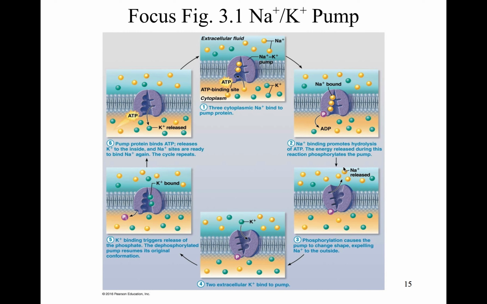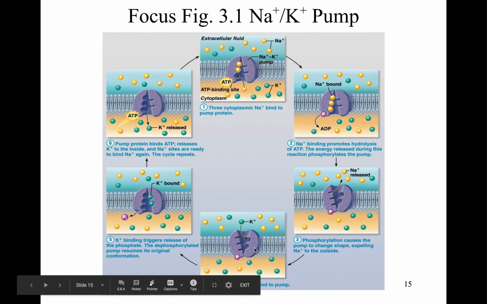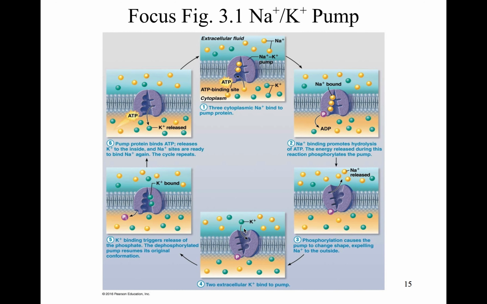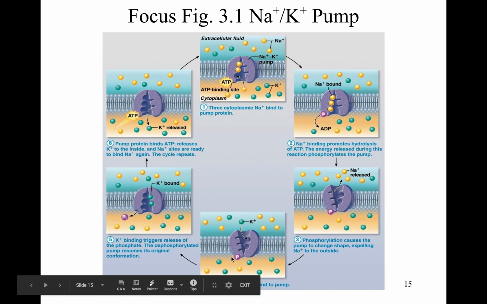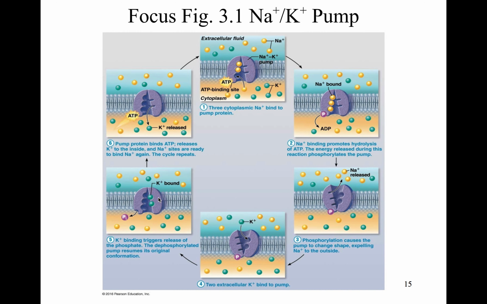Once sodium ions are released outside of the cell, 2 potassium ions come in and bind to this pump. When those potassium ions bind to the pump, that triggers the release of the phosphate, and that triggers this membrane protein, or transport pump, to regain its original conformation. So it's converted back into its original conformation, which was open to the inside of the cell.